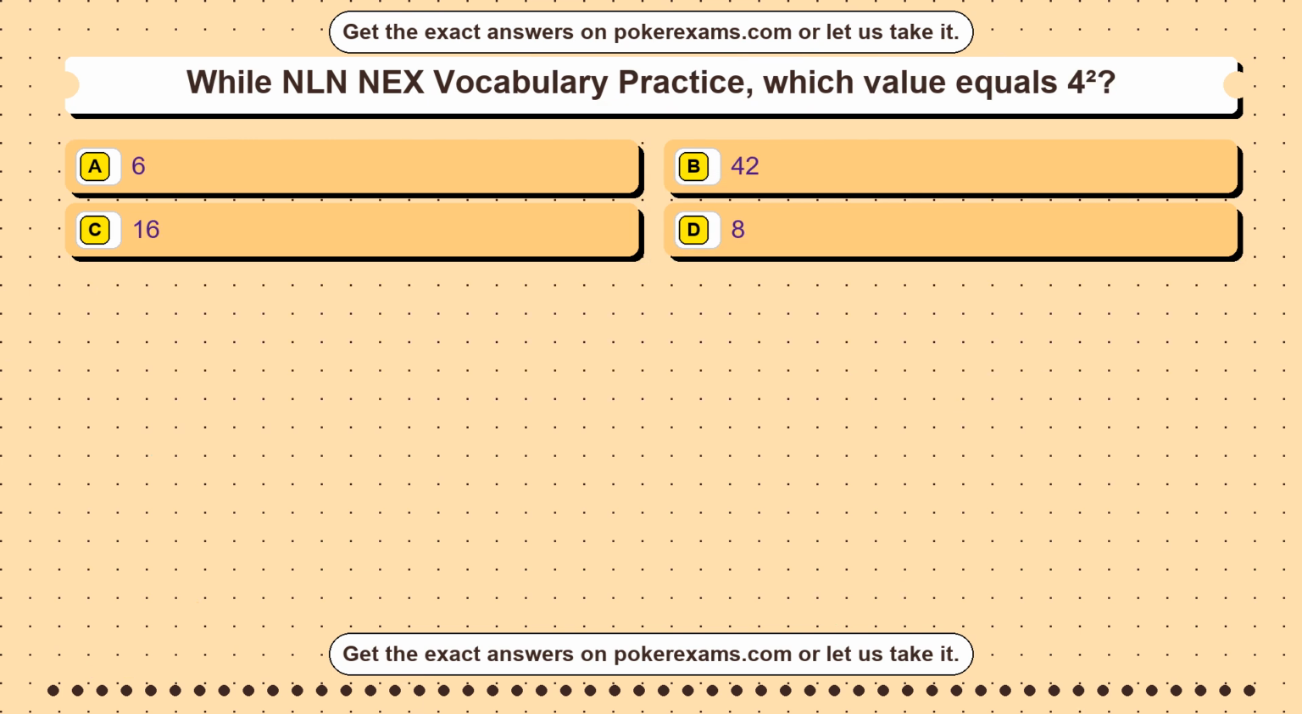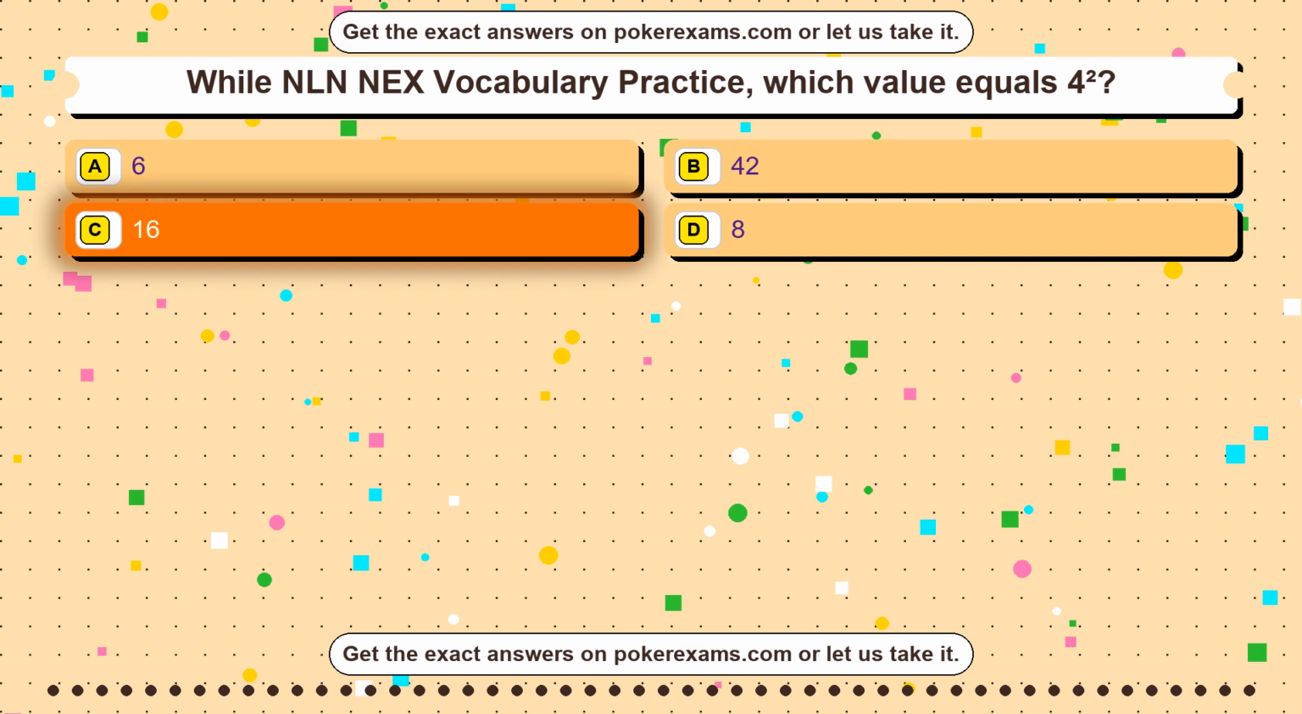Question 7. While GED test prep, which GED subject focuses most on interpreting experiments and data? Option A, RLA. Option B, geometry. Option C, science. Option D, social studies. The correct answer is option C.